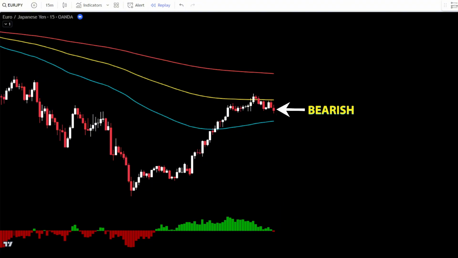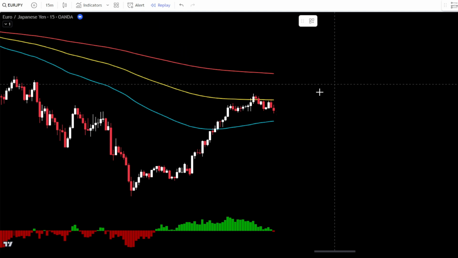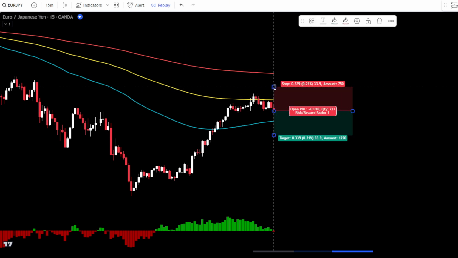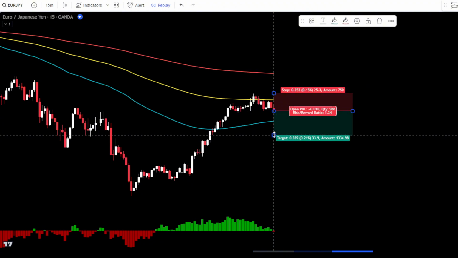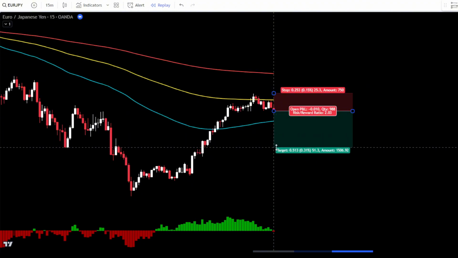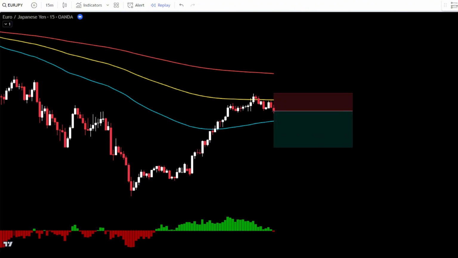Ensure that the formed candlestick is a bearish candlestick. If all conditions are met, you can place a sell entry after the bearish candlestick has closed. Place the stop loss at the last high. Use a take profit target with a risk to reward ratio of 1 to 2.